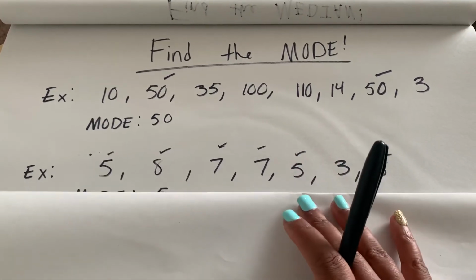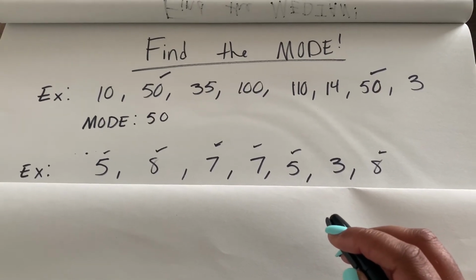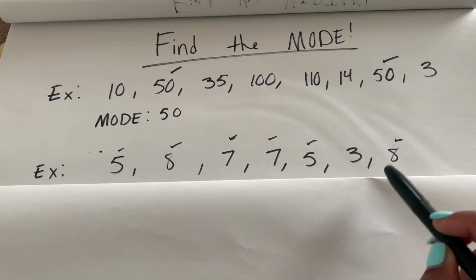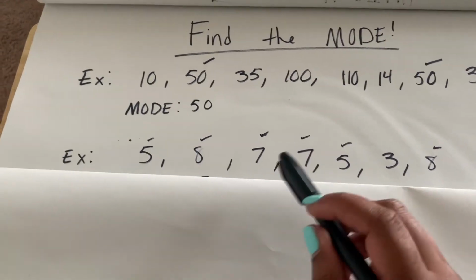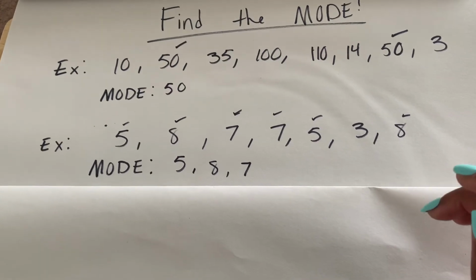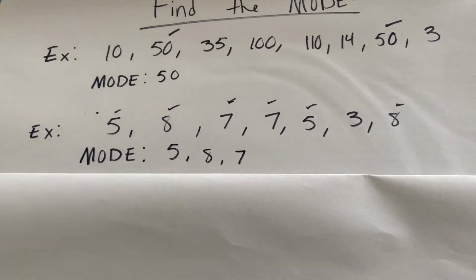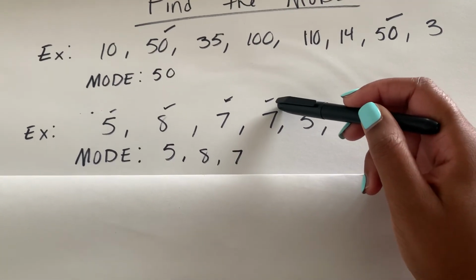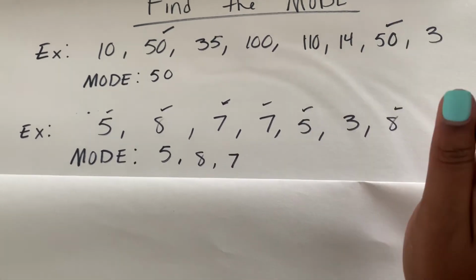If you have an instance where there are multiple values that occur the same number of times, and they occur more than others, so in this case, 5 occurs 2 times, 8 occurs 2 times, and 7 occurs 2 times, then you actually have 3 modes. So 5, 8, and 7 are all modes in this case. Now, if you had one of these values that occurred 3 times, so let's say 7 occurred 3 times instead of 2, then the only mode would be 7 if that's the only one that occurred 3 times.